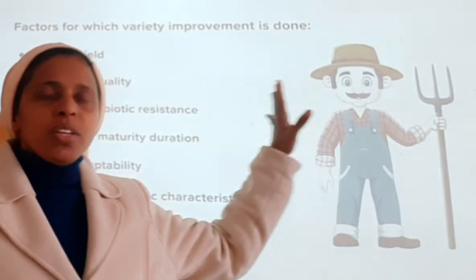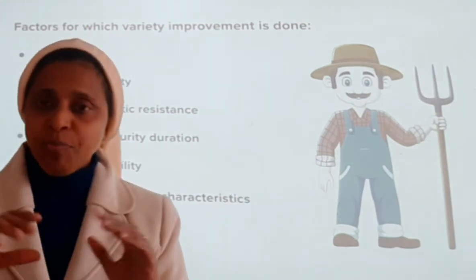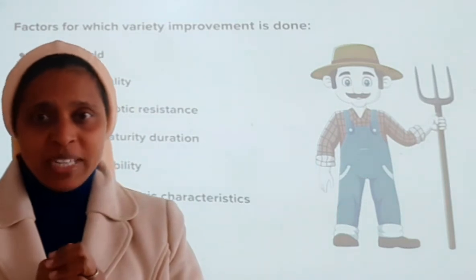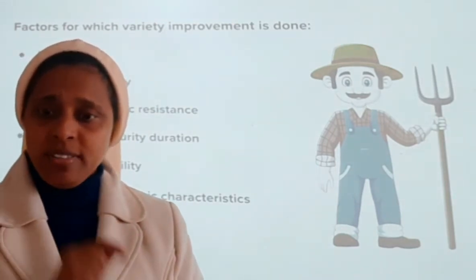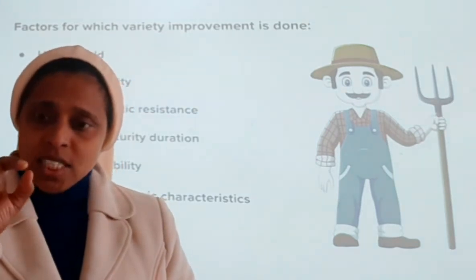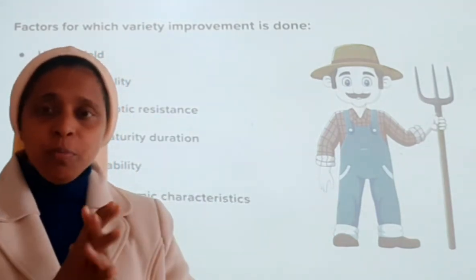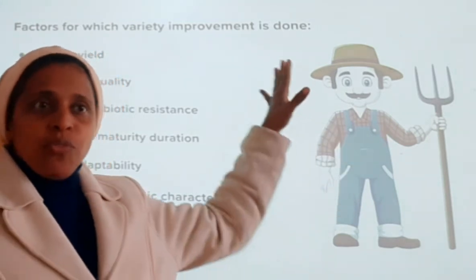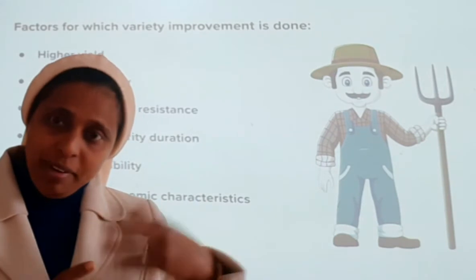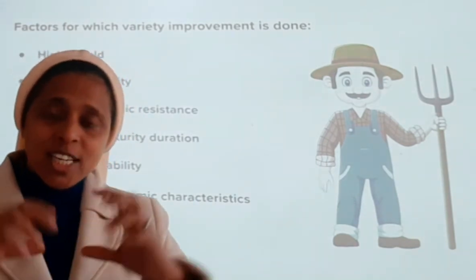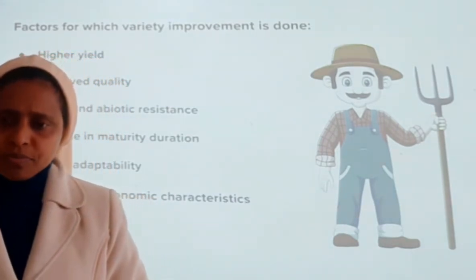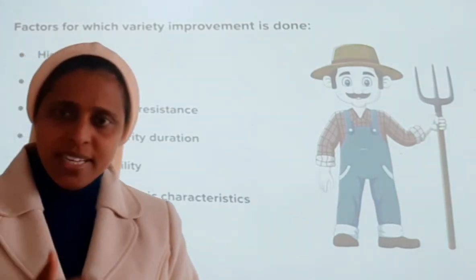Next is about the factors for which variety improvement is done. We should focus on this. Why should we do hybridization? We will be working on these characteristic features so that crop variety can be improved. So the first point is higher yield. To get higher yield, we do the hybridization technique or genetic engineering technique to improve the quality of the crop. And the next is improved quality, that which has high nutrition, as we have learned earlier.